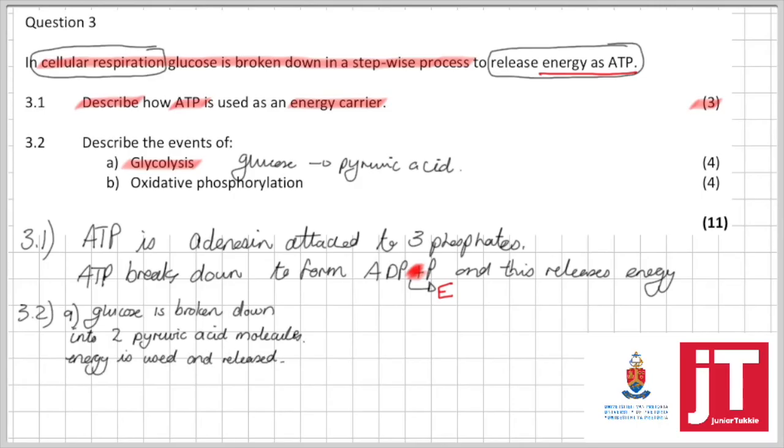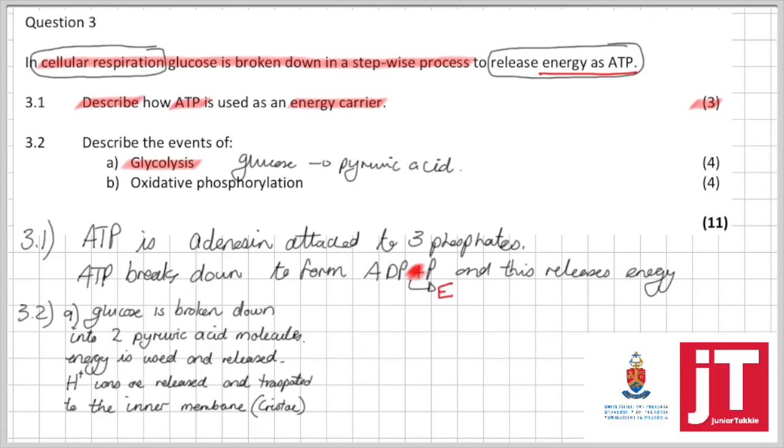Energy is used in this process, but also released. The hydrogen ions that are released in glycolysis are transported to the inner membrane of the mitochondria, and that is going to be for the process of oxidative phosphorylation. But in the context of my question, I don't need to talk about that because it's only referring to glycolysis. Hydrogen ions are produced in glycolysis for what purpose? For the inner membrane, to be taken to that inner membrane for oxidative phosphorylation.